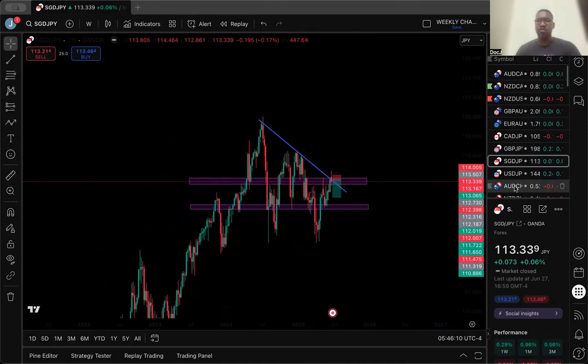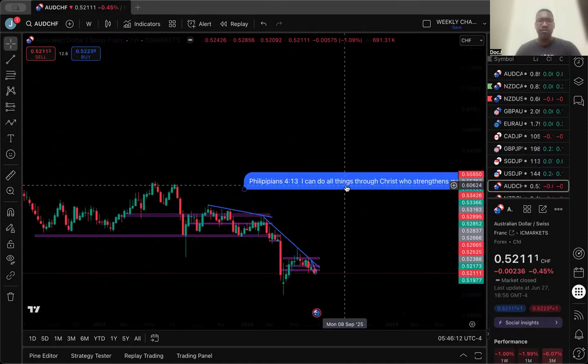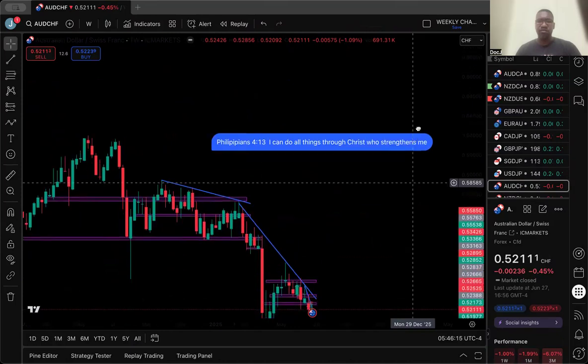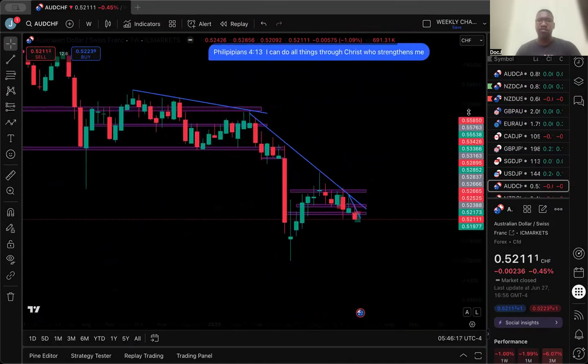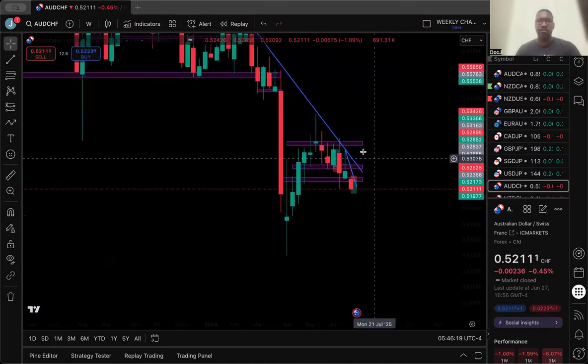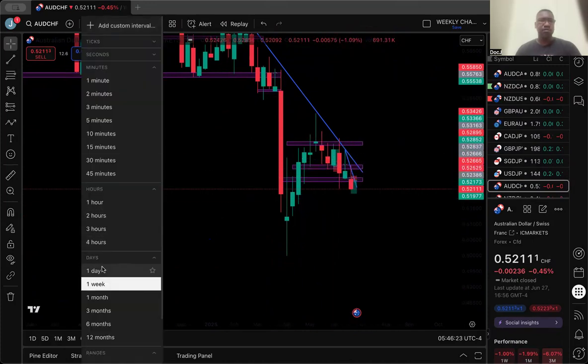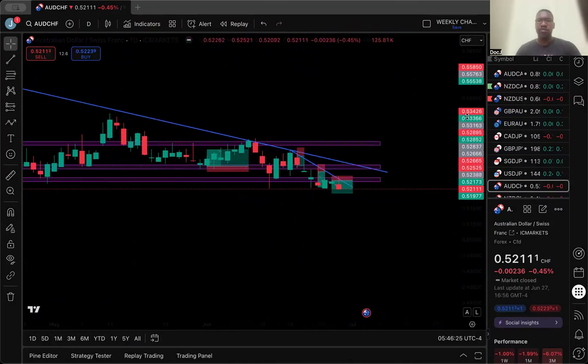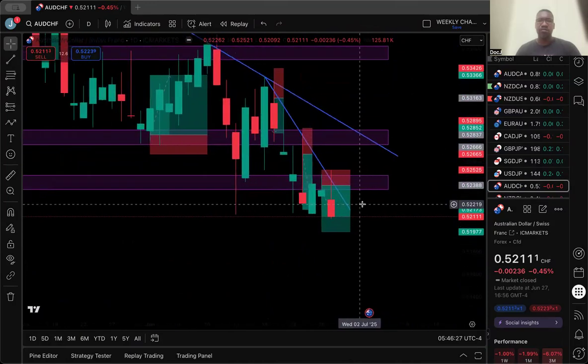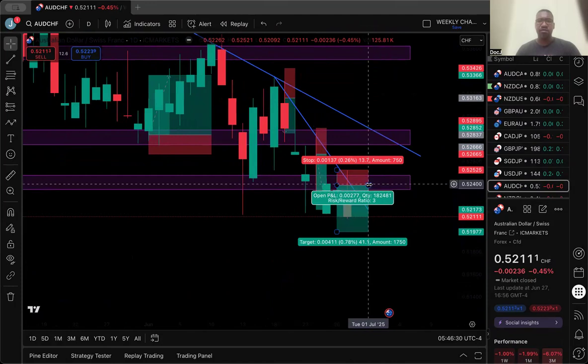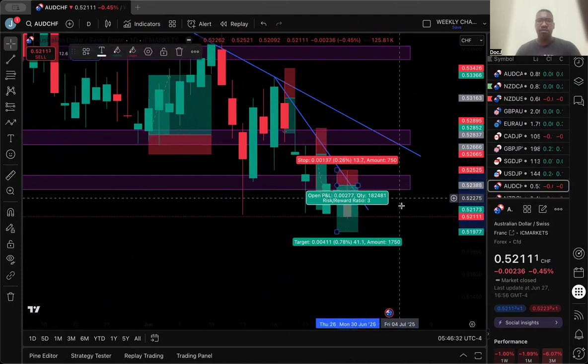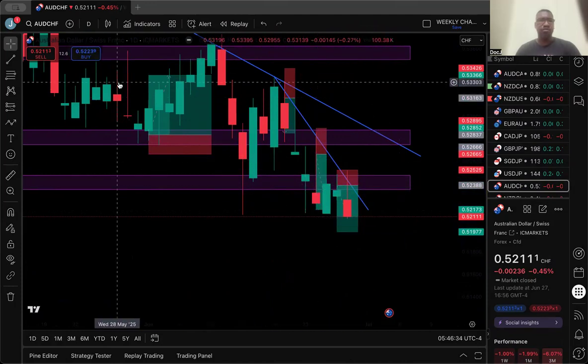Let me give you an additional. The CHF pairs. CHF pairs are selling off, all right? So you can look out for potential sells on this pair as well. I had taken this trade here. Wonderful payout.